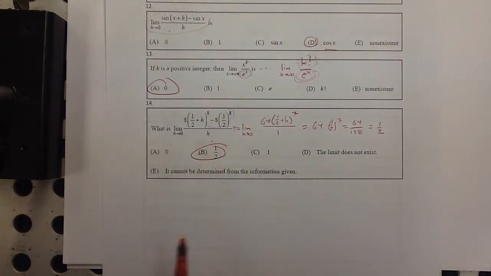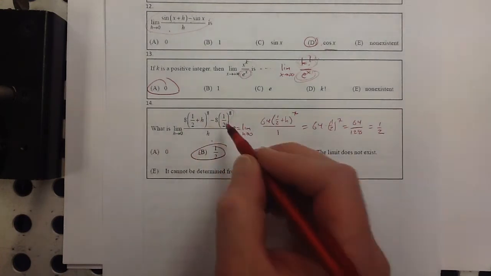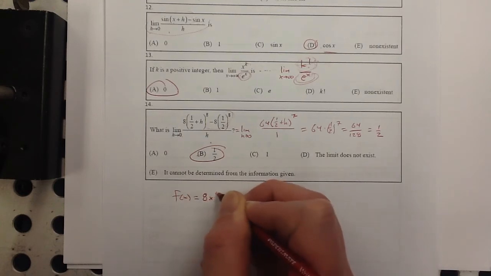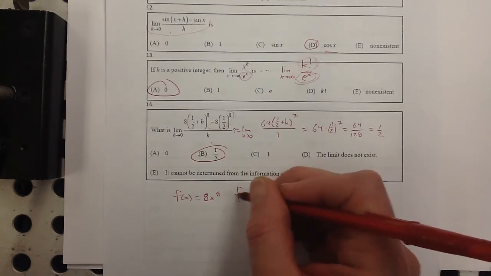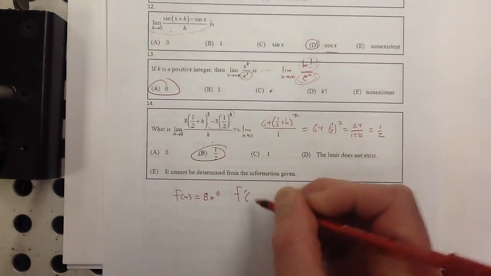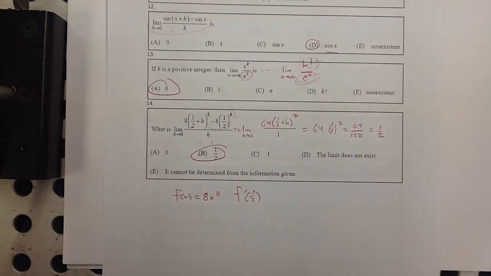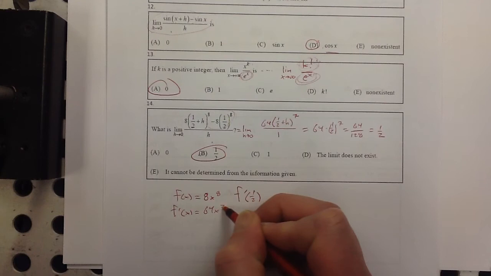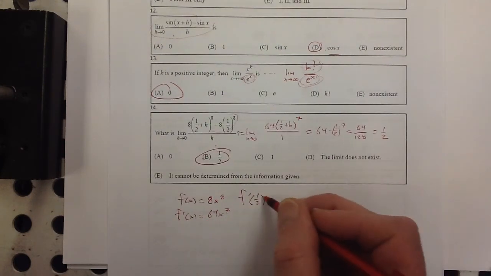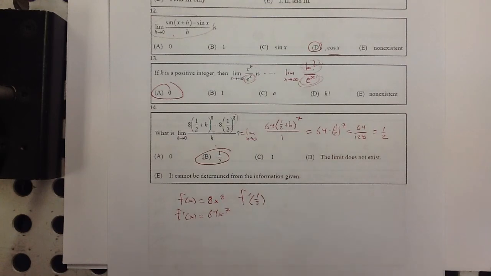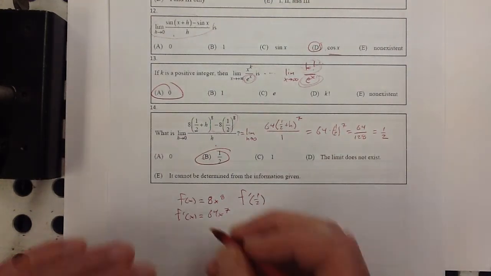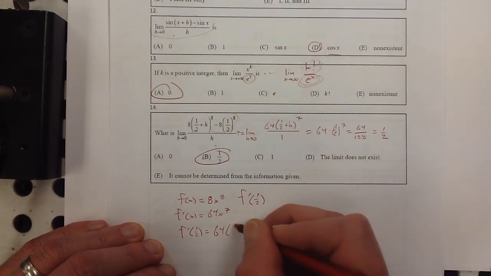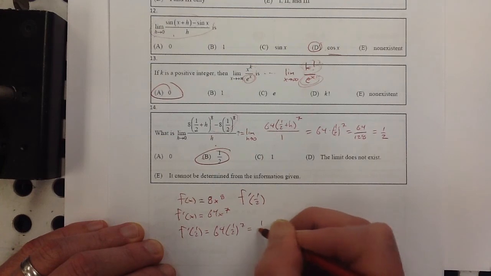Or you can look at this and say, hey, this looks like the definition of the derivative of the 8x to the 8th function, right? I'm interested in the derivative of it at x equals 1/2. So what's the derivative of this? It's 64x to the 7th, and then when you plug 1/2 into that, you can see the math is actually exactly the same. You get 1/2. So f prime of 1/2 is equal to 64 times (1/2)^7, which is 1/2.